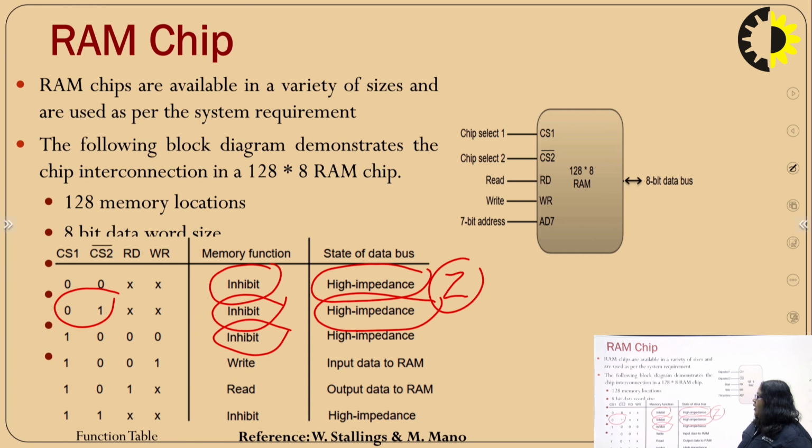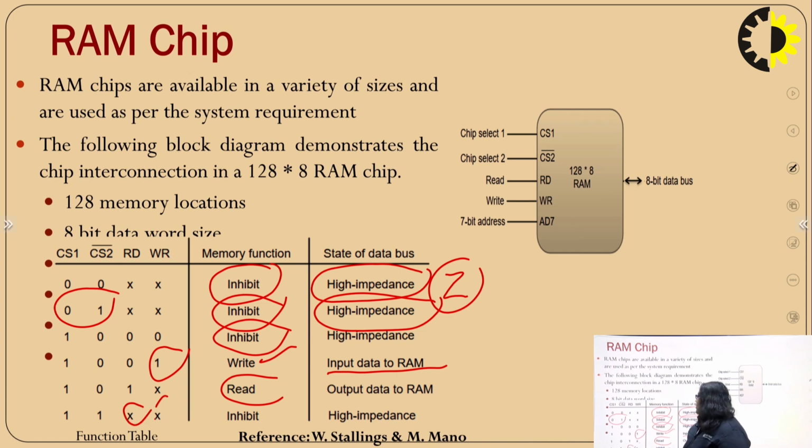When read is 1, that means we have the read state and the output data goes to the RAM. When write is high, we have the write function and the data comes through the input data to the RAM. When CS1 and CS2 are both 1, that means CS2 complement is 0, and the read and write heads are in the don't care state. So the circuit goes to the inhibited state and the high impedance state. So this is the basic table.